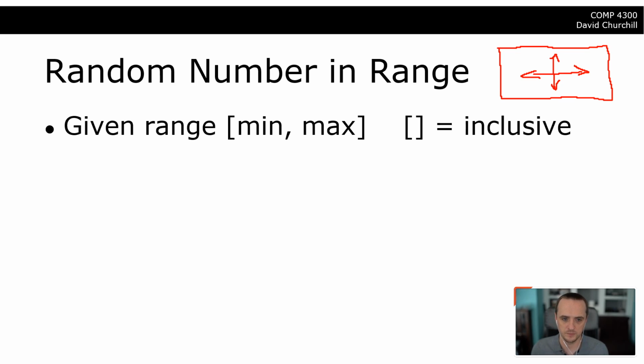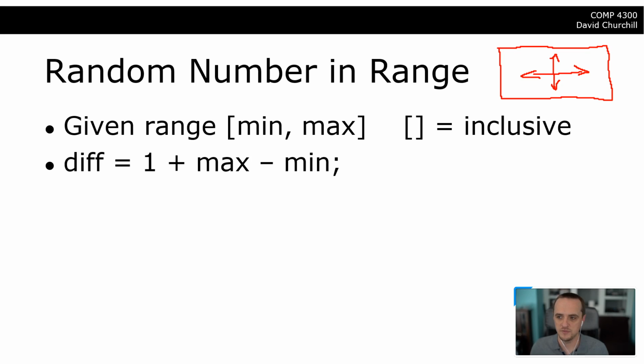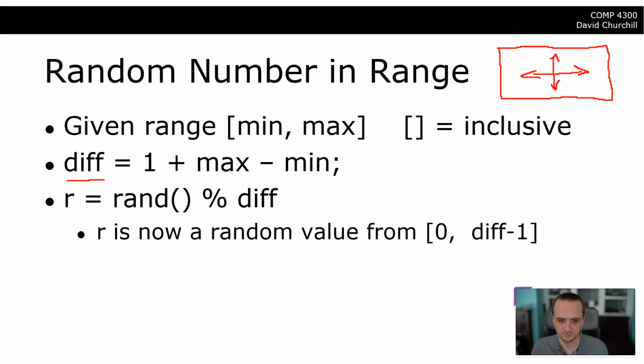So how are we going to do that? Given a range of min-max, where this means inclusive, I'm just going to write a function. So let's say we have a diff, right? The difference is going to essentially be the width of the range. So this is 1 plus max minus min. And in order to generate a random number, the rand function, when you call it, literally generates a random integer. So it's any of the integer values.